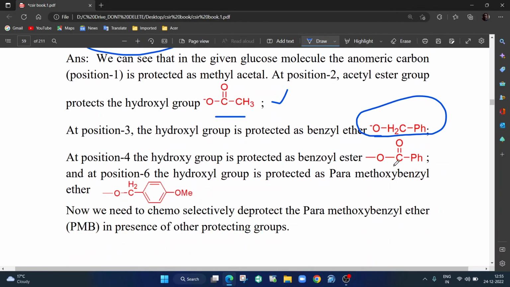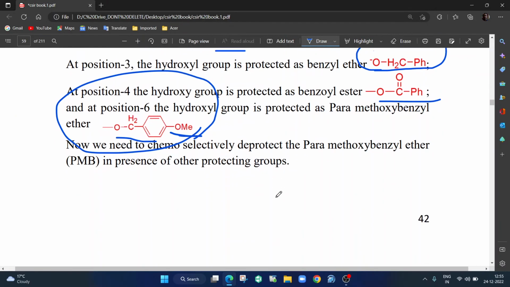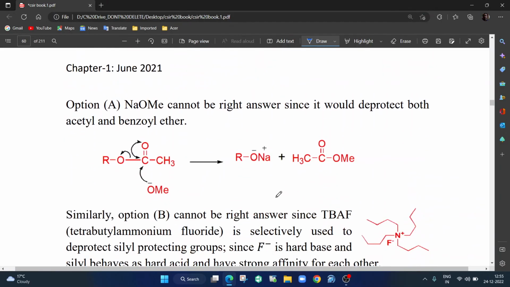At position 4 you are having benzoyl ester, again an ester. You can see R-O-C double bond O-Ph. Position number 6 is what we are interested in, OPMB, paramethoxybenzyl. At the para position you are having methoxy, and you are having benzyl, not benzoyl, I am so sorry, it is benzyl, OCH2Ph. So it asks how do you remove it.